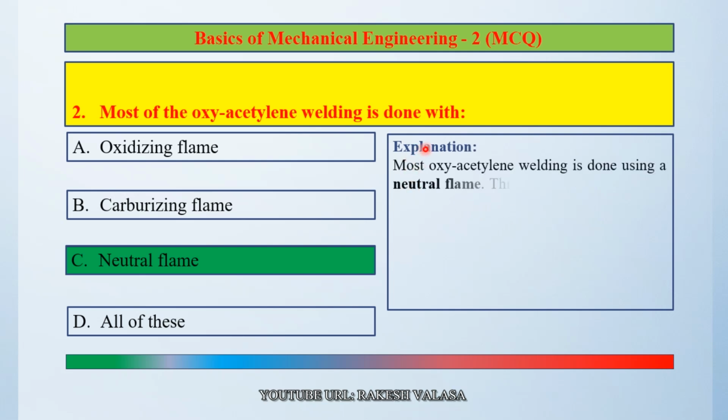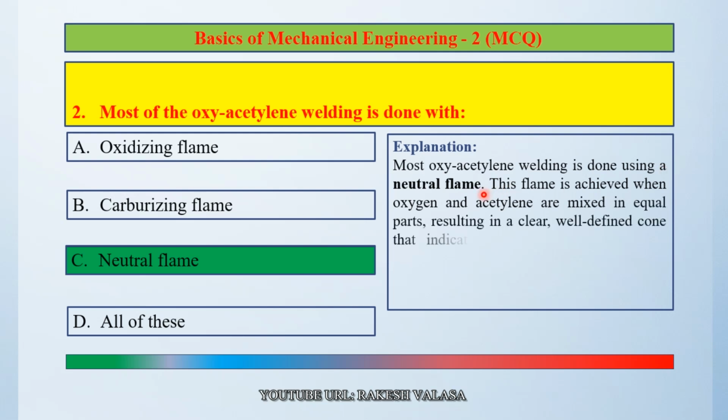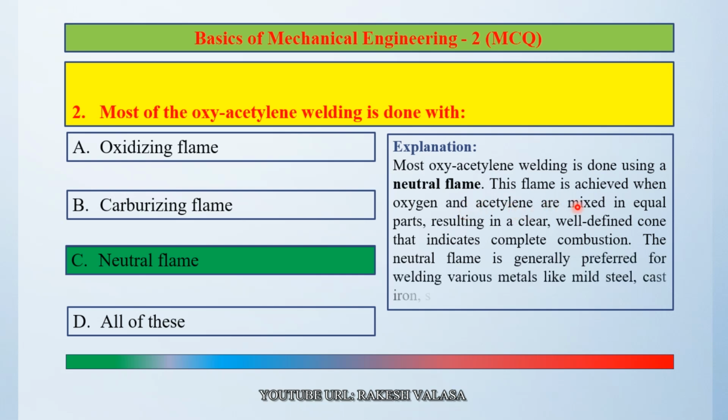Most of the oxyacetylene welding is done using a neutral flame. This flame is achieved when oxygen and acetylene are mixed in equal parts, resulting in a clear, well-defined cone that indicates complete combustion. The neutral flame is generally preferred for welding various metals like mild steel, cast iron, stainless steel, copper, and aluminium. So the correct answer is option C, neutral flame.